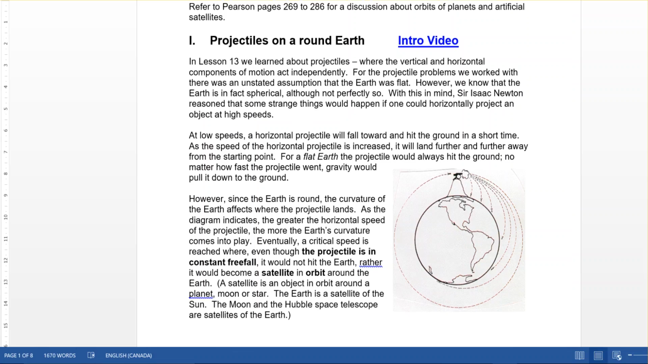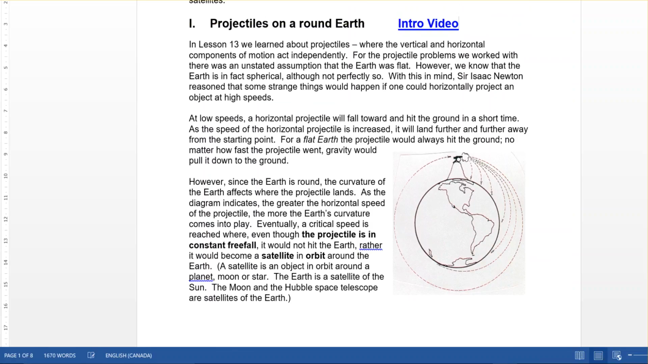So back to our sheet here. We've got the same type of thing happening up here right now with a cannon, right? If you're able to shoot that hard enough, it would come back and hit the cannon right in the back.